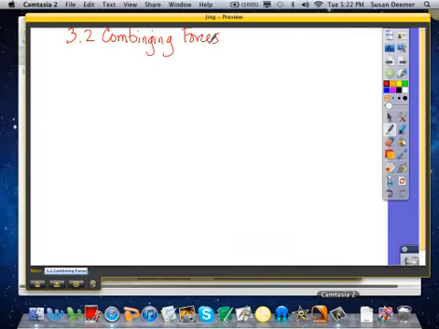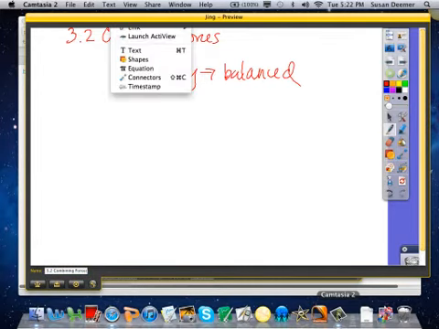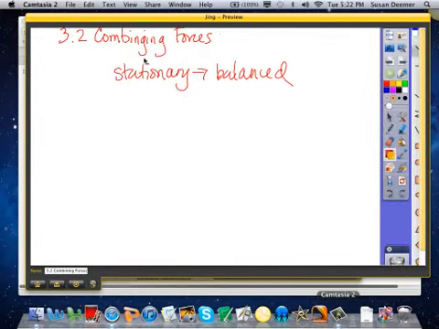Just to review, if something is stationary, the forces that are acting on it are balanced. No movement, we have balanced forces. So you're going to create a situation in the lab where you have three forces acting on an object. You're going to pull on this object using three spring scales until the object stops moving. So you're going to have a picture of three forces, which I'm going to draw now.